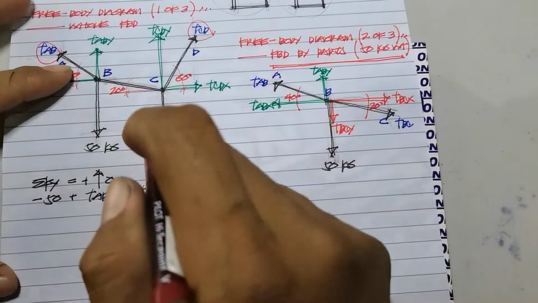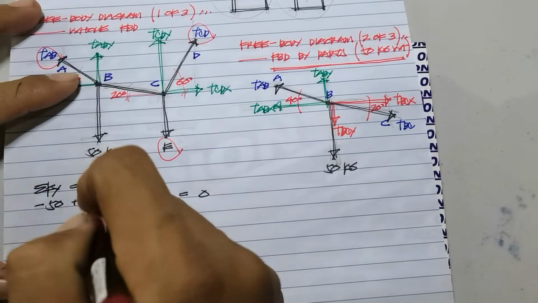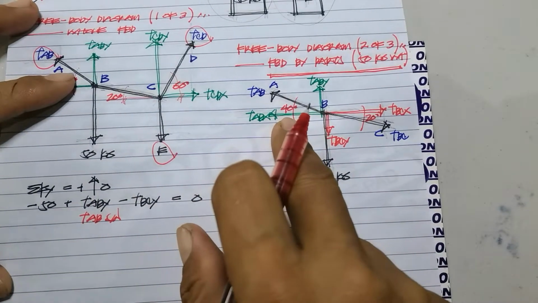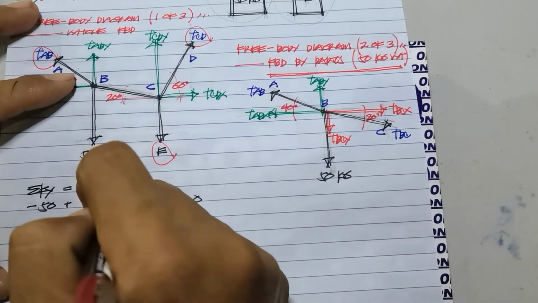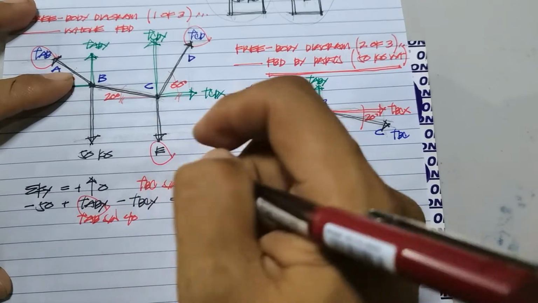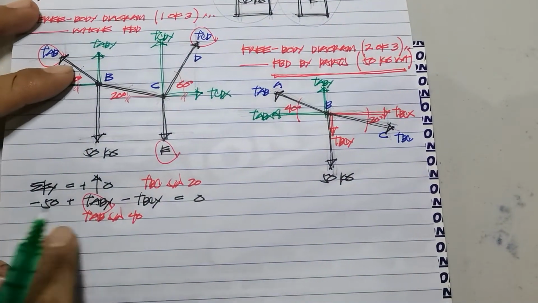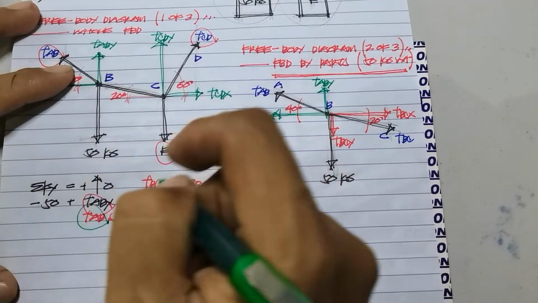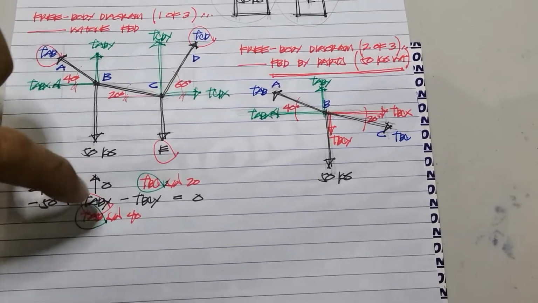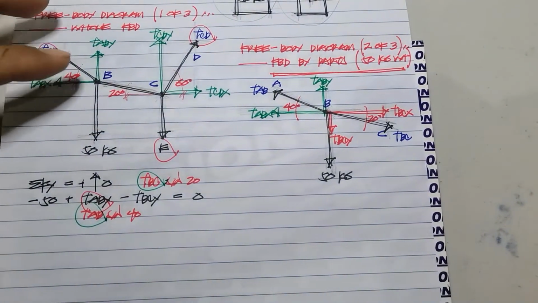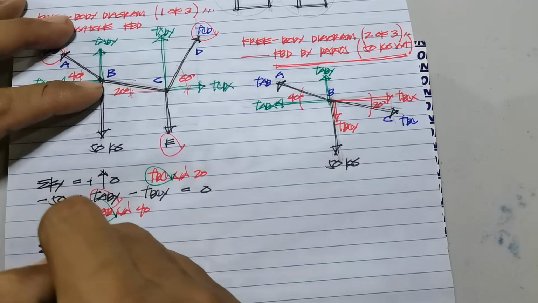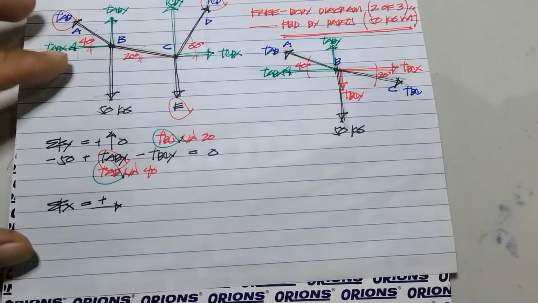If we look at this, TAB of Y, when we break it down, is TAB sine of the angle, which is 40. And this one is TBC sine of 20. If you'll notice, based on our vertical equation, TAB is unknown and TBC is unknown. So we cannot simplify this unless one value represents TAB or TBC. Meaning, what we will do is jump and use the other equation, which is the X equation, or the horizontal equation.